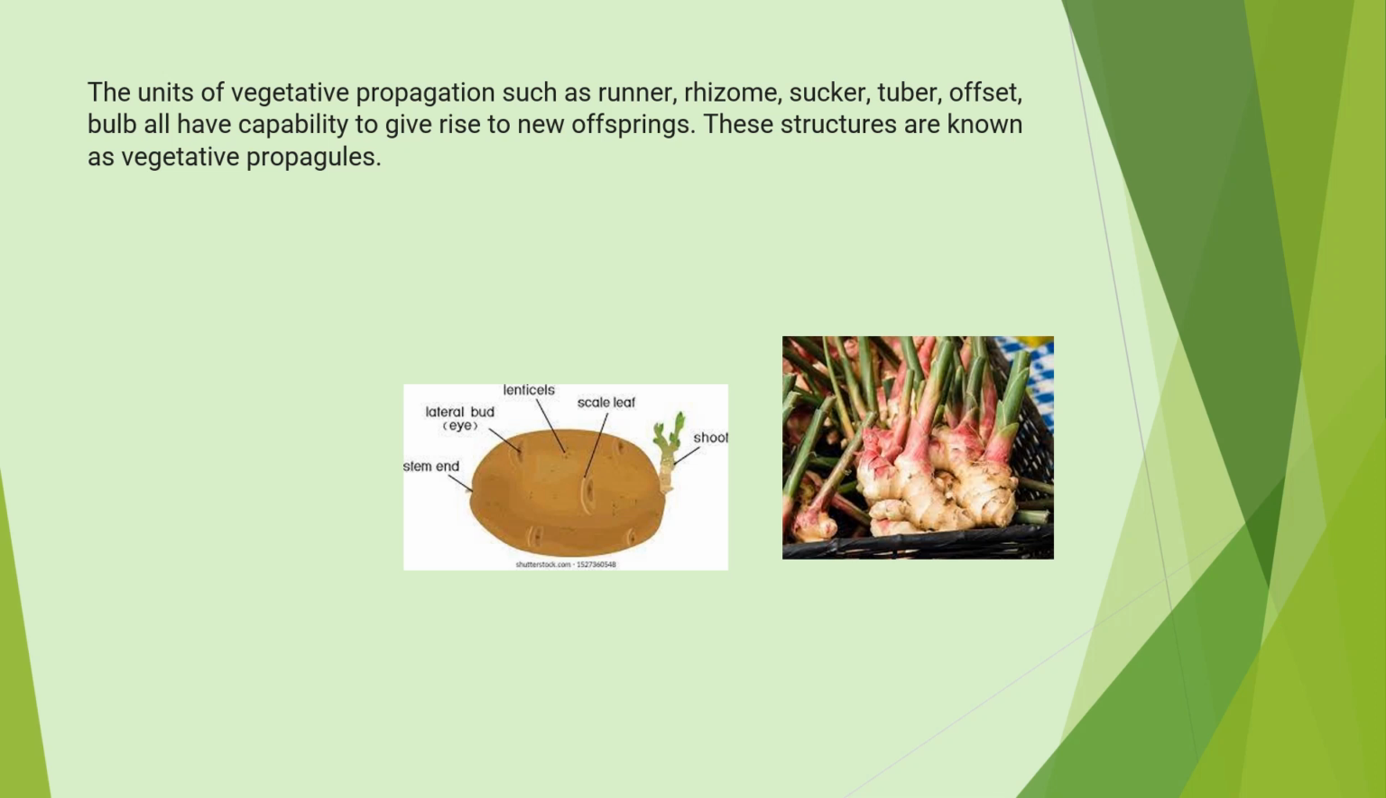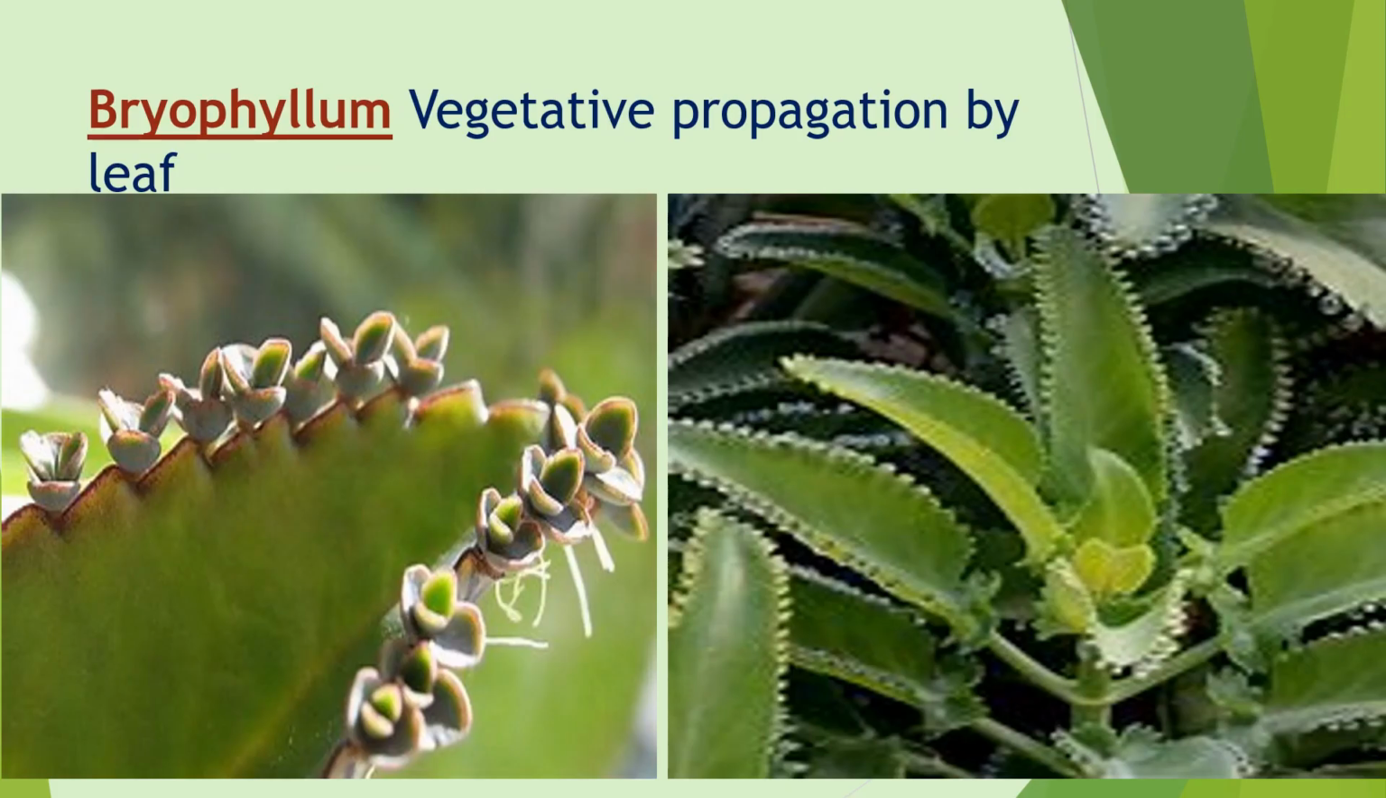Here you can see naturally the potatoes are grown in the fields. The eyes of the potatoes, they represent the nodes of the potato. The nodes are grown in the field, and each node has the capacity to give rise to a new plant. So here you can see a potato tuber growing a new plant, and here you can see a rhizome also, the ginger, it gives rise to a new plant.